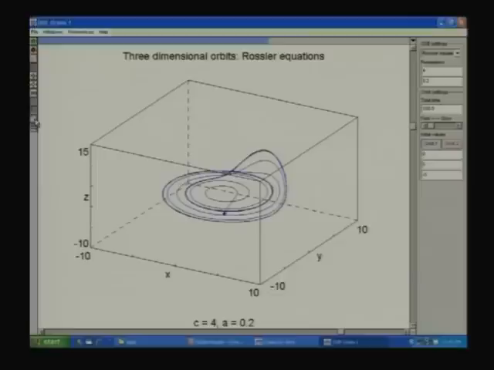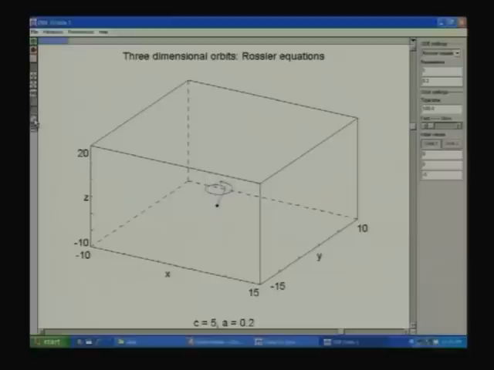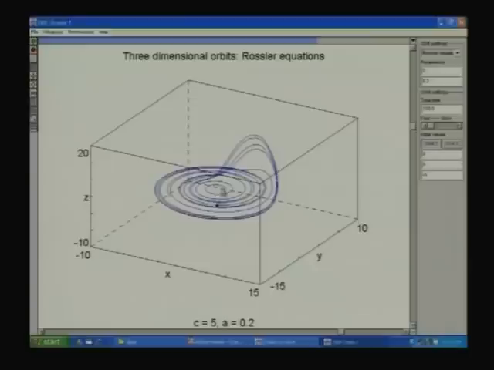Fine. Now, let us increase it to a larger value. You can easily see that it is spiraling out, but it is failing to go out because something happening outside is throwing it inside. That is another mechanism by which you can have a bounded orbit.